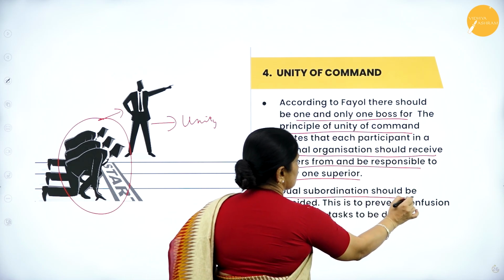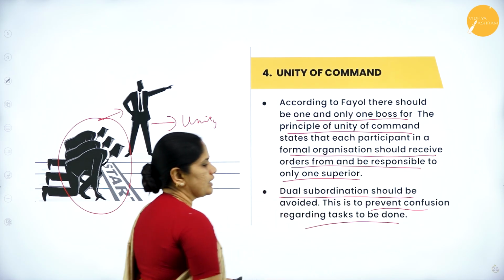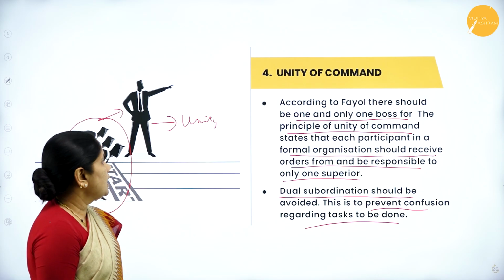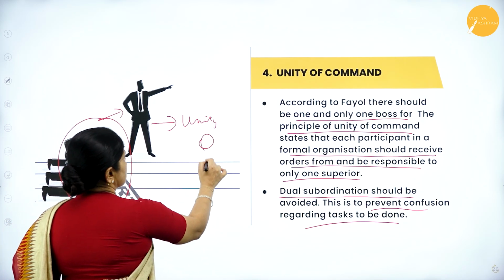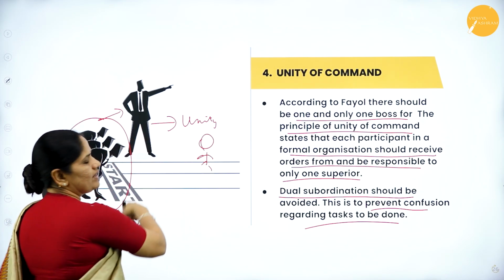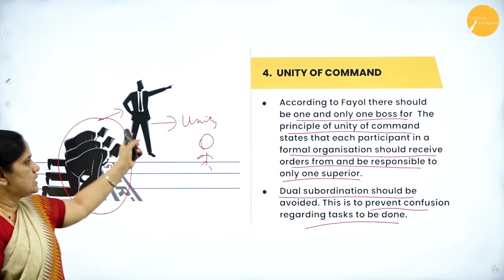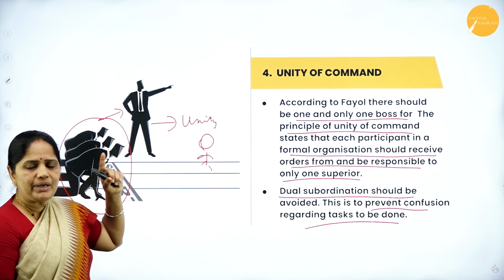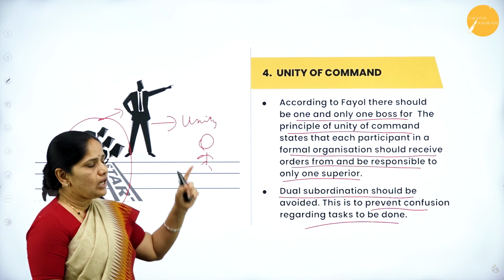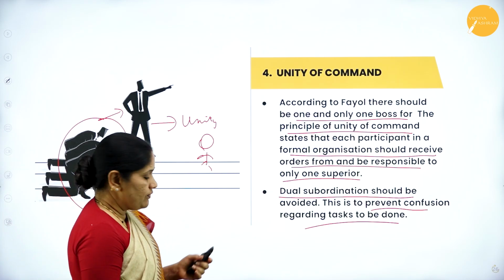Dual subordination should be avoided to prevent confusion regarding the task. Now, if there is one more person who is commanding them to go, then they will not know whom to listen to, whether to listen to him or him. So, there will be utter confusion. To avoid all that, we need unity of command.